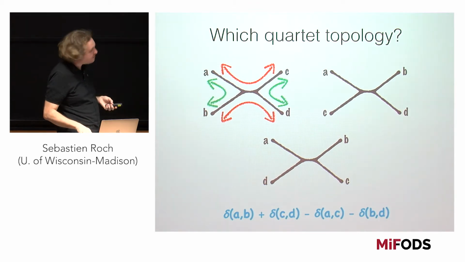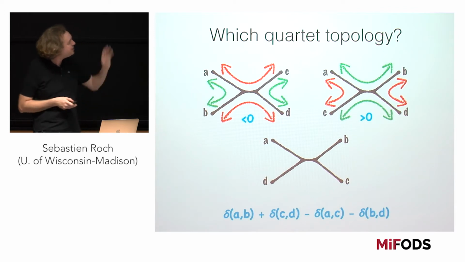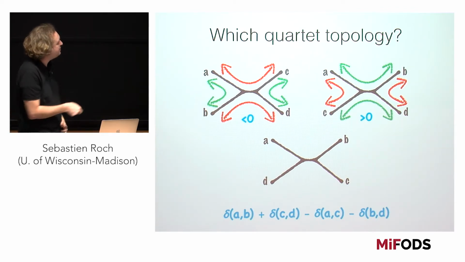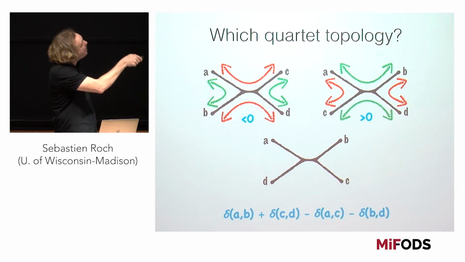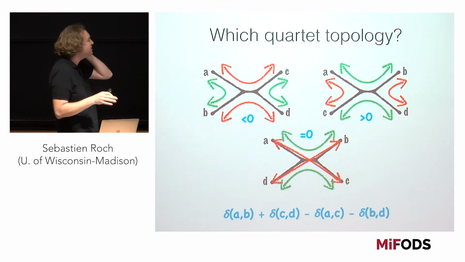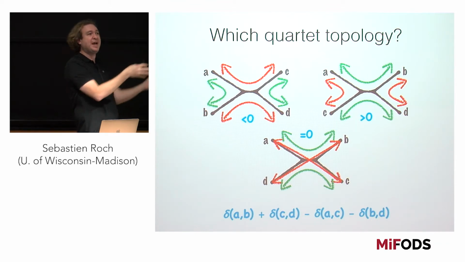If I repeat the same thing on this topology, I'll get something negative. If I do the same thing on this topology, this time I'm going to get the same formula, so AB plus CD minus AC minus BD. This time I'm going to get, because of the cancellation, twice the length of the middle edge. If I do this on this one, I get 0. So in principle, I have a way to distinguish which of these topologies my metric came from.